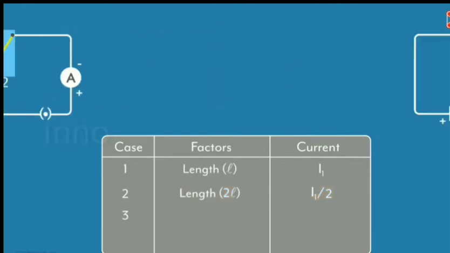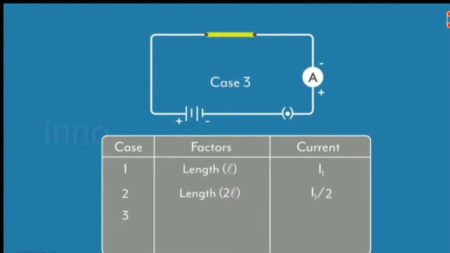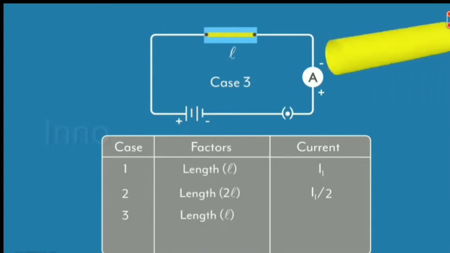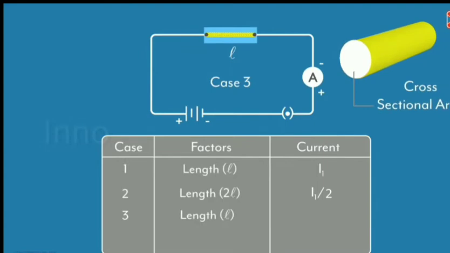In the third case, we replaced the wire with a thicker nichrome wire with length capital L. Understand this case well: we are just increasing the thickness of the wire without changing the original length L. Increasing the thickness of the wire simply means we are increasing the cross-sectional area. When you measure the current, you will notice that it's more than the original current I1.